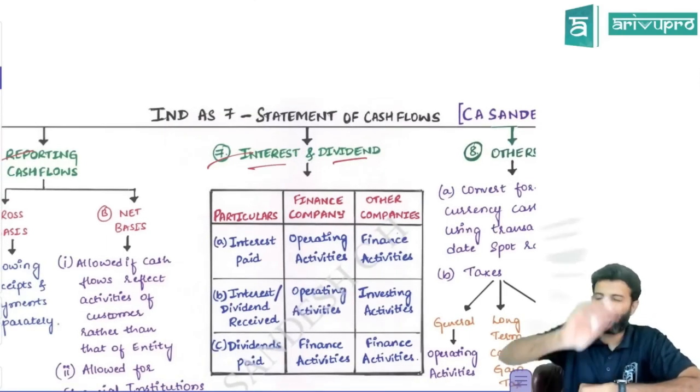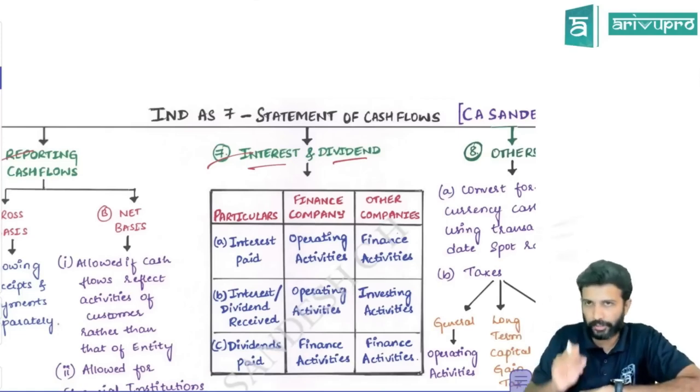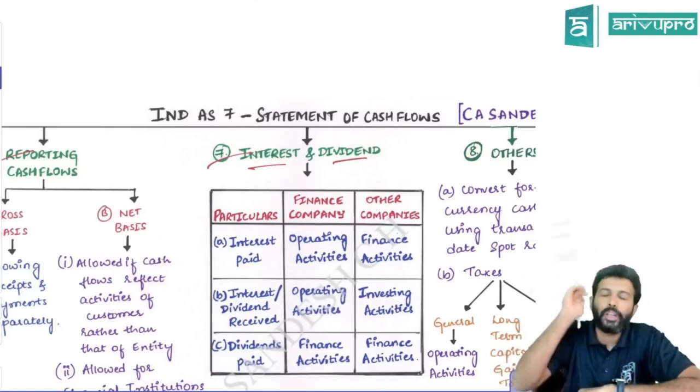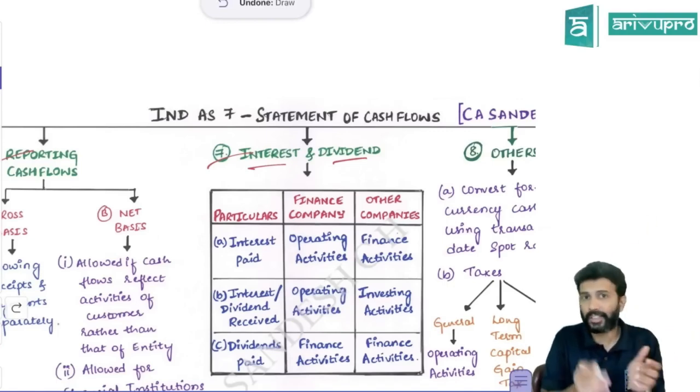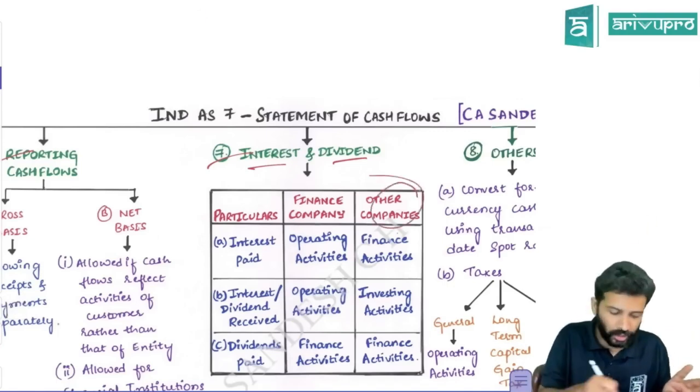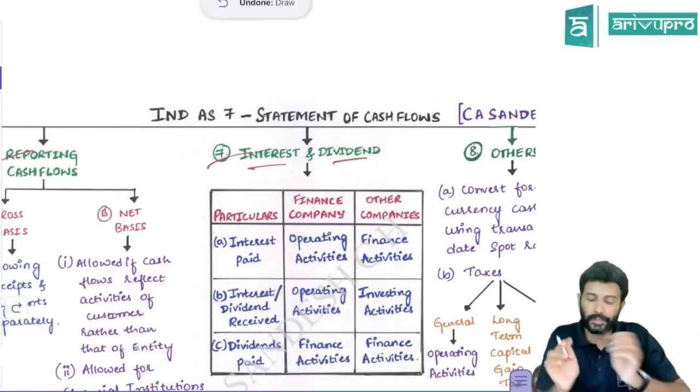First, you need to check, the moment you see interest and dividend adjustment, whether dividend is paid or received. You need to first check whether it is a normal entity or a financial institution. Is it a bank or a financial institution, or is it another company? Because the treatment is different.